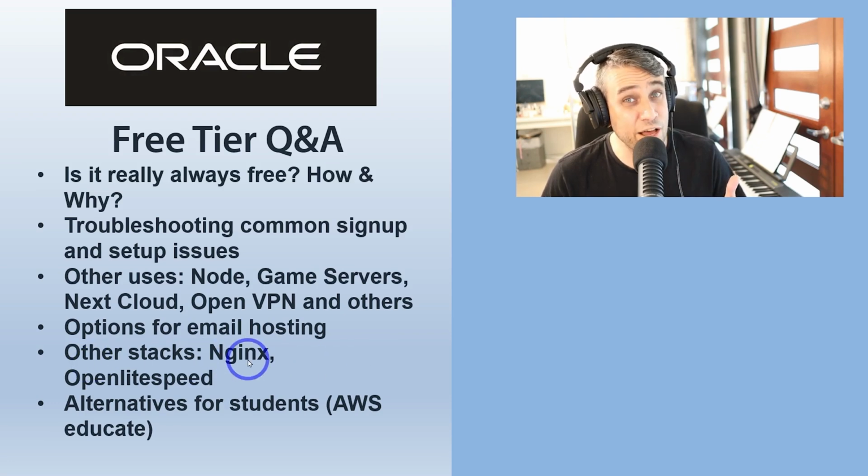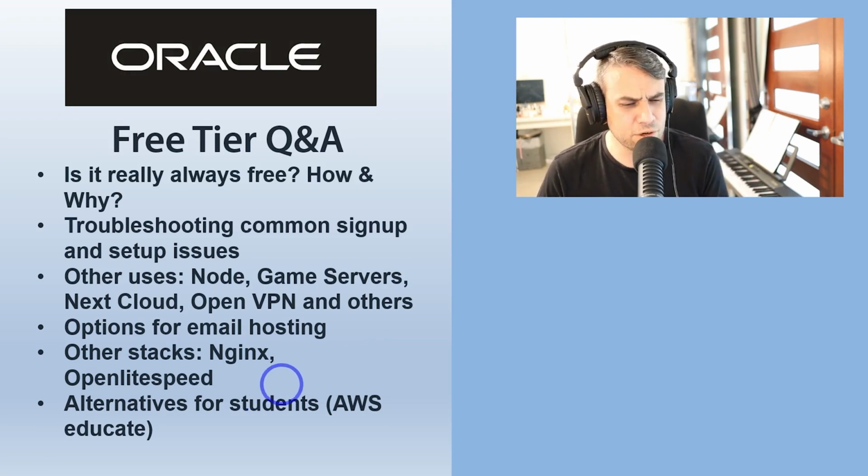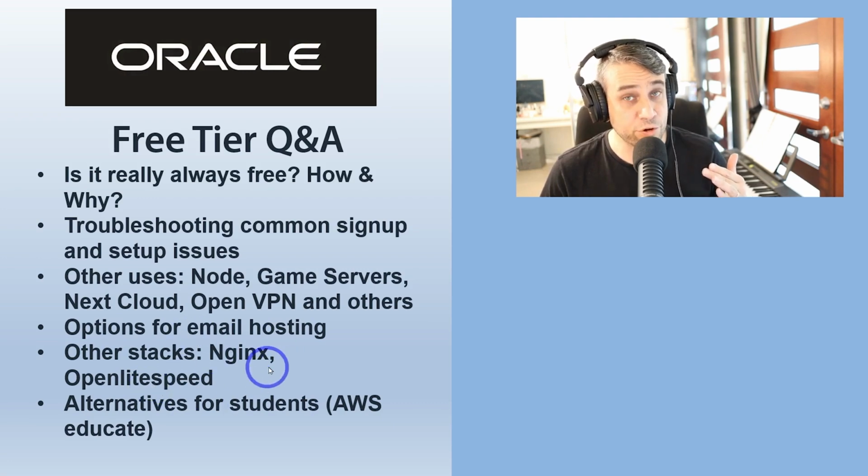A few of you asked about using NGINX or OpenLiteSpeed for your web page rather than Apache, which we used in the last tutorial. So I've got some options for NGINX. I haven't been able to get OpenLiteSpeed working on Ampere. It does work on AMD, but if you want to use the Ampere option, I've got a good choice for NGINX that I'll talk about later.